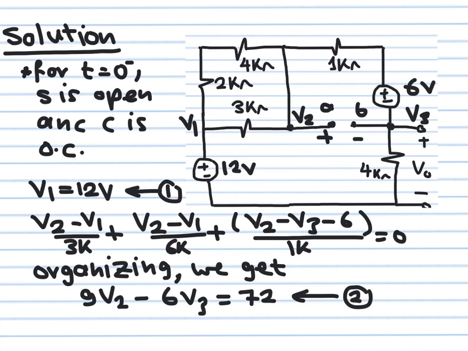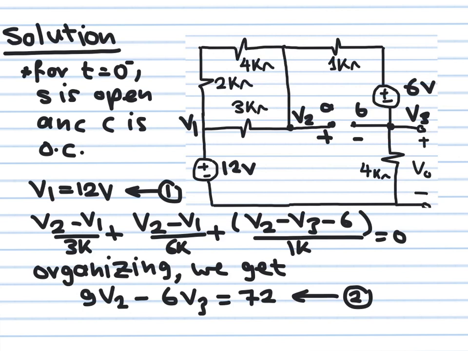Now I'm going to write KCL here. So again, we see how many currents are flowing out. One current, a second current. Only two currents flowing out from here. This is open circuit, okay? So this one is V3 over 4K. The current flowing here is V3 plus 6 volts minus V2 over 1K, is equal to 0. Okay? So we write this one, and then we write the second equation relating V2 and V3.